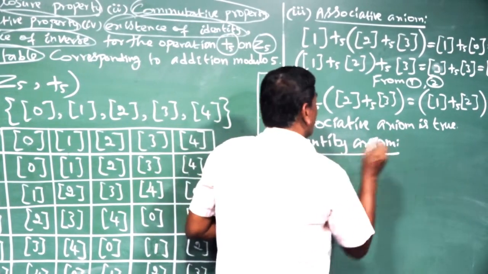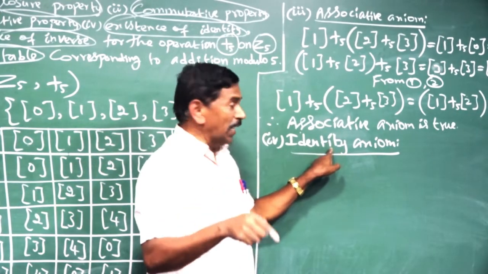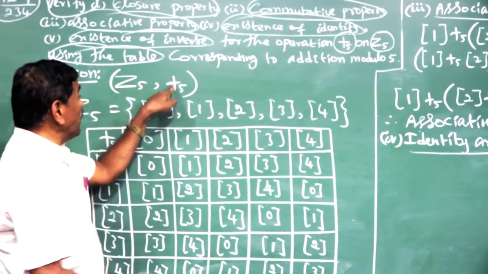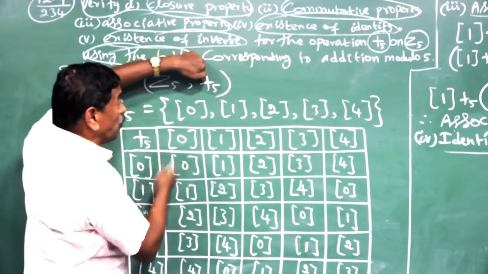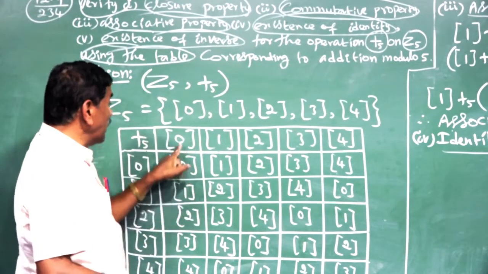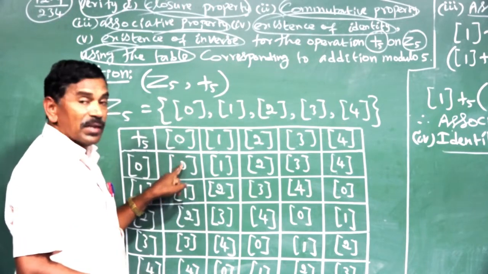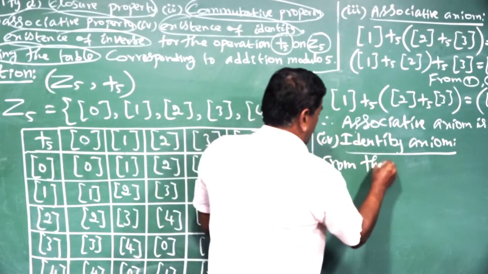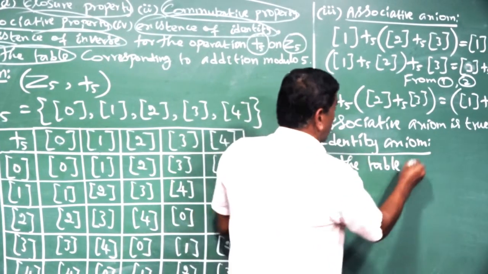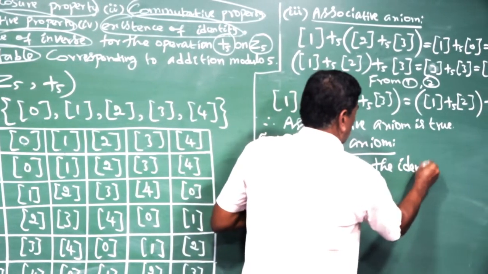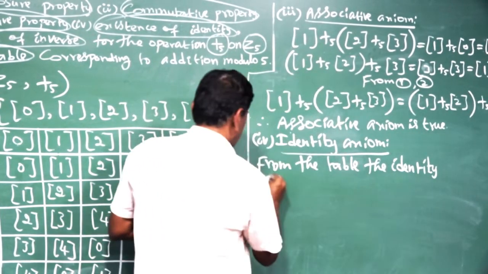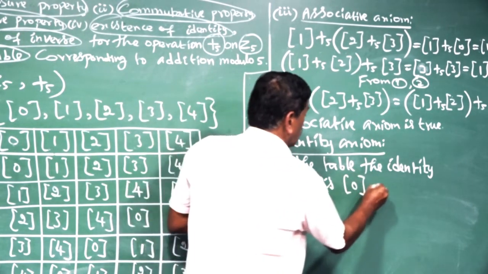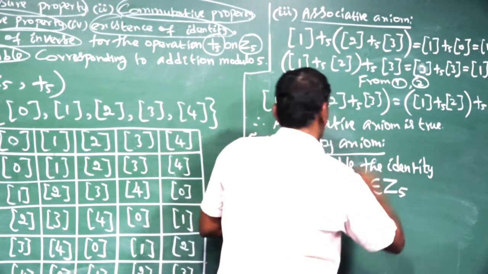To answer the identity axiom, we want to look at the table. We know that the additive identity is 0. So from the table, the identity element is 0, and 0 belongs to Z5. That's all. So the answer is completed.